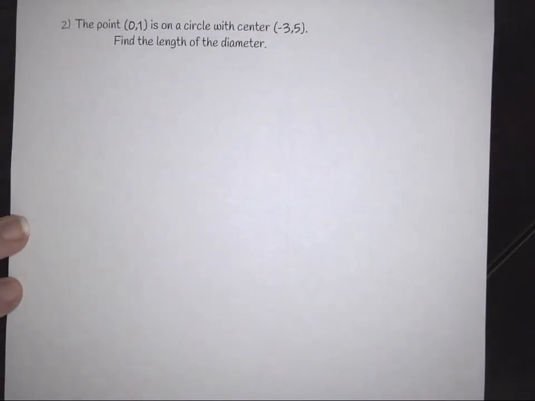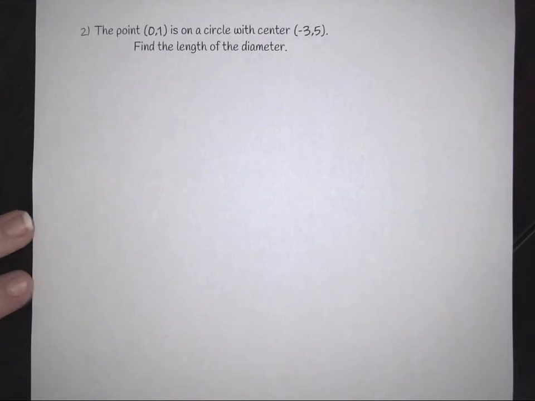Now, the other example I wanted to look at is what happens if your information falls on a circle. So here it says that you still need to find the distance. But what it's telling you is that you have one point, the point (0, 1), on the circle, and it has a center at the point (-3, 5), and the question wants you to find the length of the diameter.